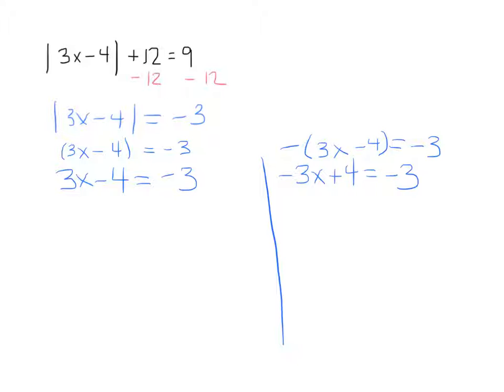But before I go through the work of solving this, if we look right here at this equation that I circled in red, absolute value of 3x minus 4 equals negative 3. Can you just think of a value of x that would be a solution?